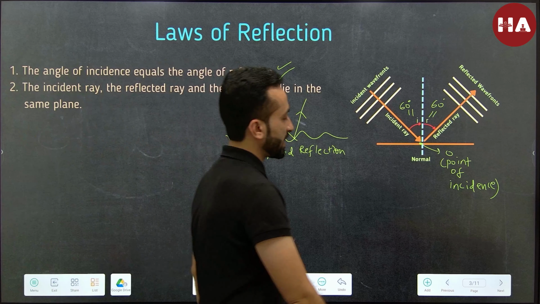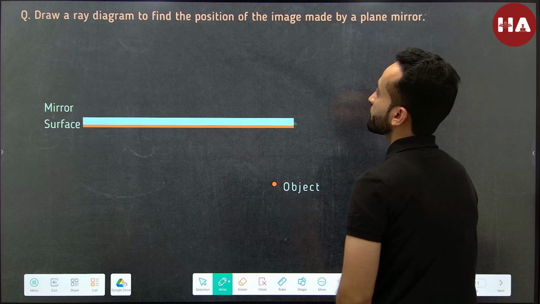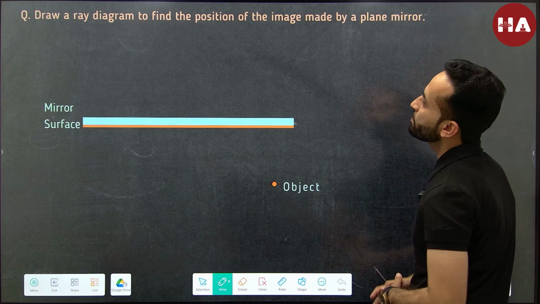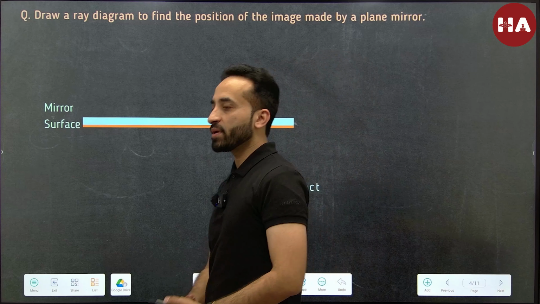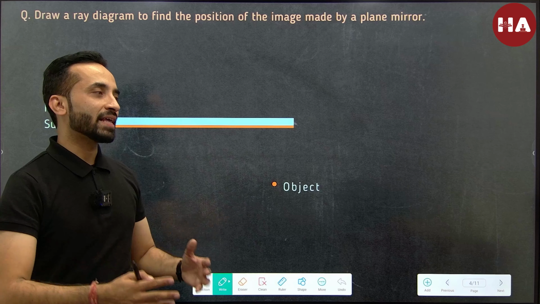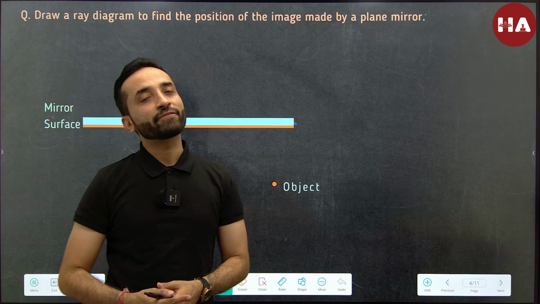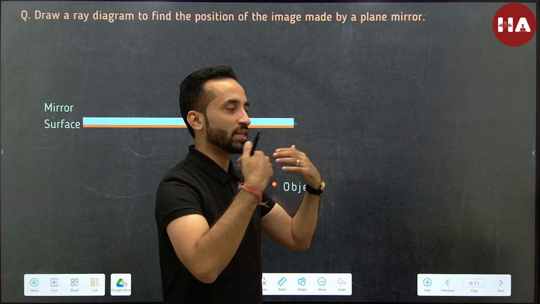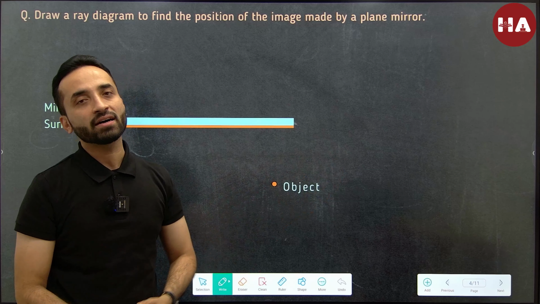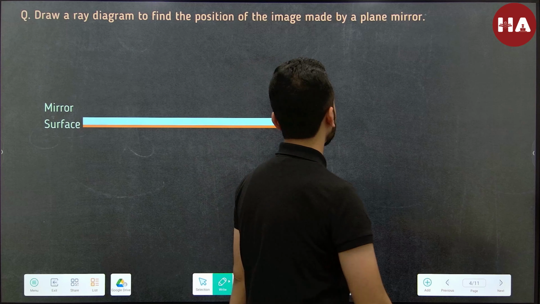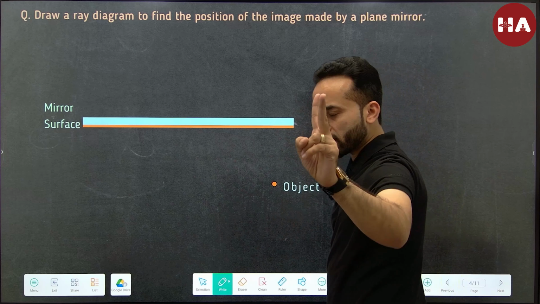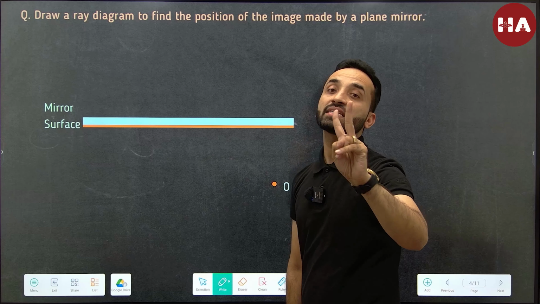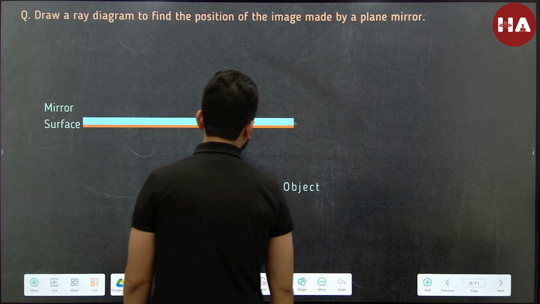Alright students, next thing is how to draw a ray diagram to find the position of the image made by a plane mirror. So, you do understand that is the most common reflection that you can relate with when you view yourself, when you view your image in a plane mirror, right students? So, understand that the image is obtained by at least two rays. Now, what is that going to mean?